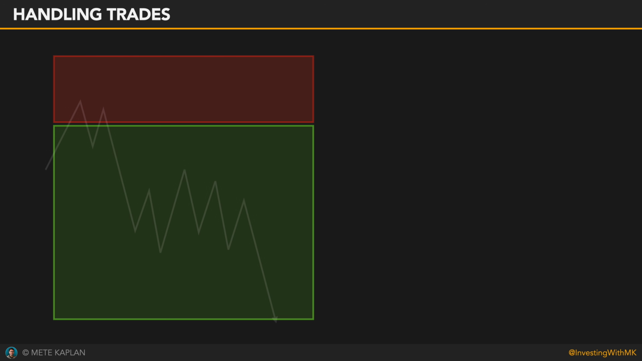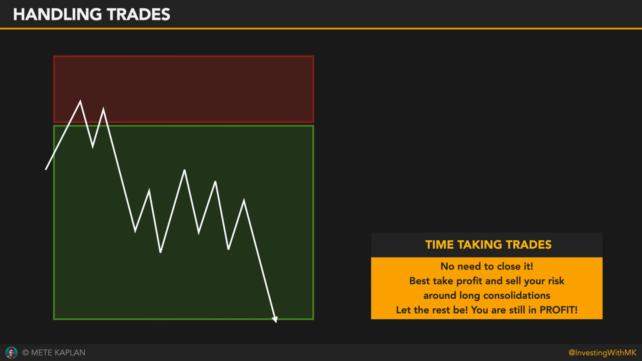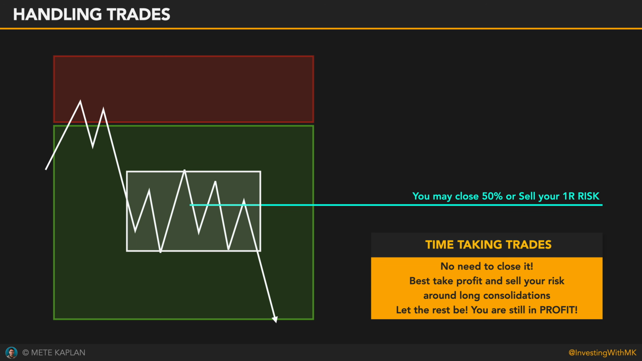In other cases, price consolidates a lot when you are still in profit. There's nothing wrong with this, all okay. If the price consolidates a lot when you are in a trade, sell your risk, sell the 1R, sell the money you risked by taking profits and enjoy the risk-free trade.